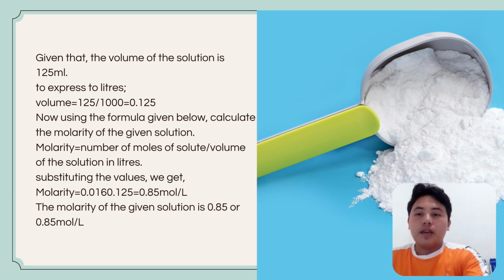0.106. Given that the volume of the solution is 125 mL, expressed in liters, volume is equal to 125 over 1000, which is equal to 0.125. Now using the formula given below, calculate the molarity of the given solution. Molarity is equal to the number of moles of solute over the volume of the solution in liters. Substituting the values, we get molarity is equal to 0.106 over 0.125, which is equal to 0.85 mol per liter.